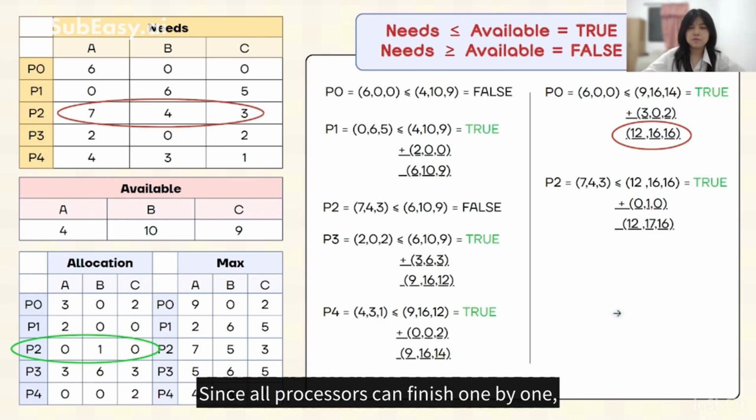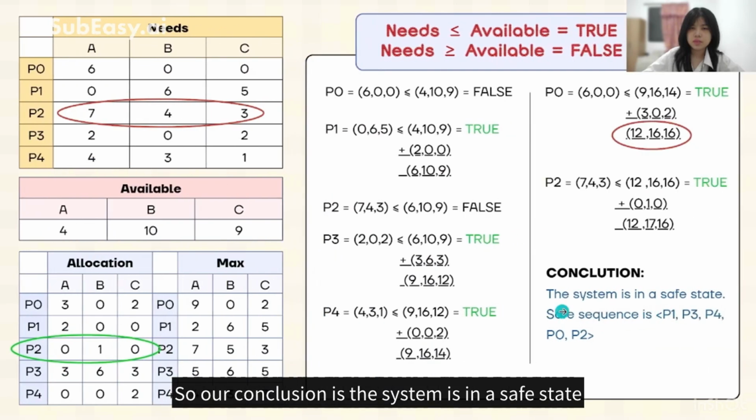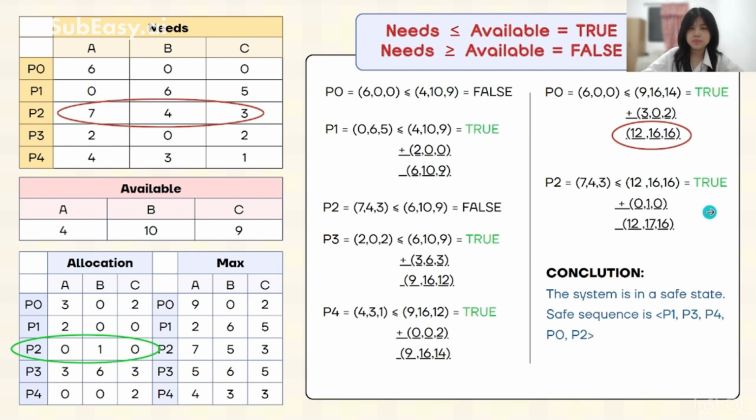Since all processes can finish one by one, that means the system is in a safe state. So our conclusion is, the system is in a safe state and the safe sequence is P1, P3, P4, P0, and P2.